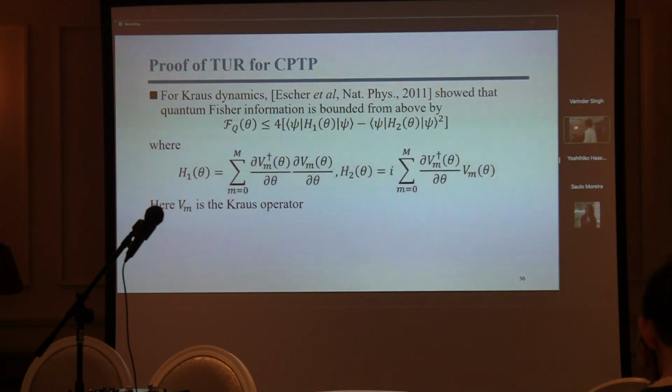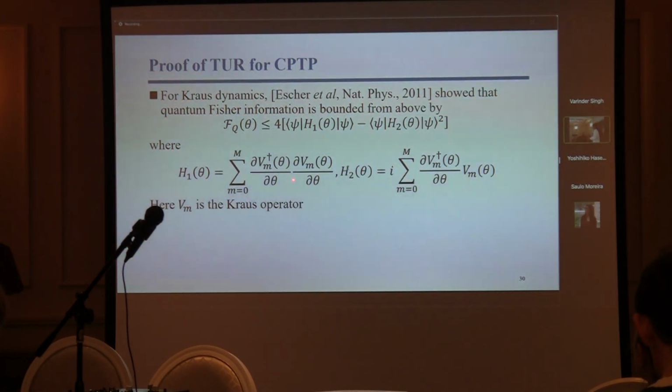The derivation of this CPTP TUR is similar to the previous TUR. So we use the quantum Cramér-Rao inequality. But as I said, it is difficult to calculate the quantum Fisher information. But this paper obtains an upper bound on the quantum Fisher information for open quantum dynamics, CPTP. And they found that this relation holds.